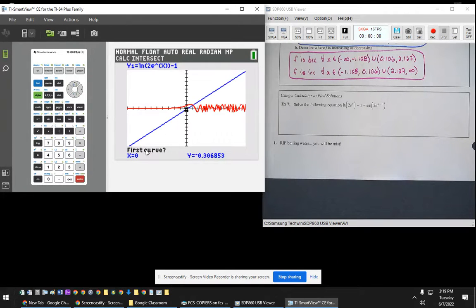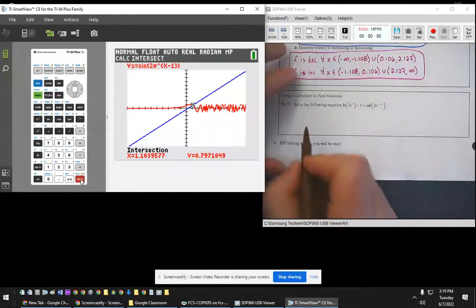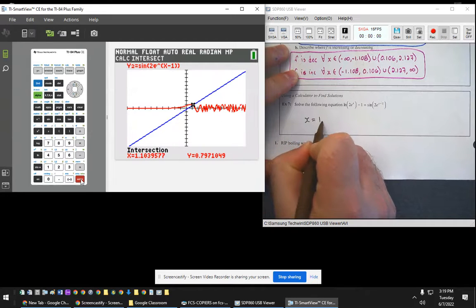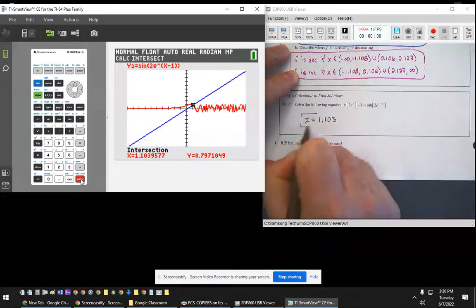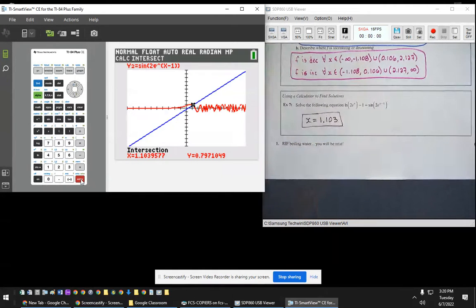Your calculator is going to ask you 3 questions. It's not left bound, right bound this time, it's first curve. So the first curve is the blue curve, hit enter. The second curve, see how it turned red, is the red curve. And then my guess, I'm going to move that somewhere about there. That's my guess. So my answer is x equals 1.103. That's where these two graphs intersect each other.